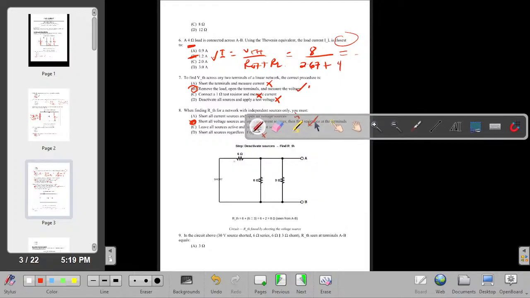Now let's come to another set, question number 9. It says in the circuit above, the 30 volts has been shorted. So this is where the 30 volts was supposed to be. We are supposed to find the RTH as seen between the terminals A and B. If this has been shorted, then obviously this and this are in parallel. So 6 times 3 over 6 plus 3.